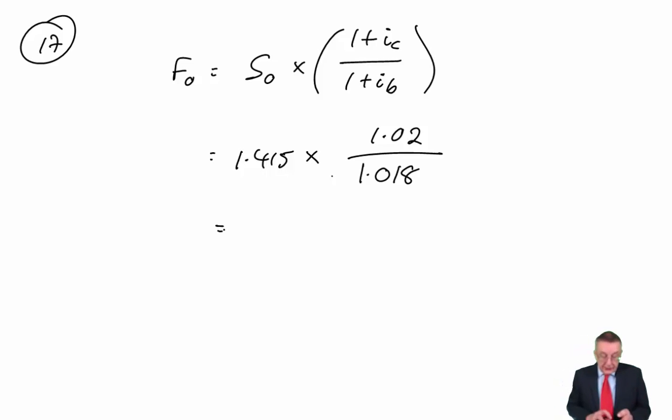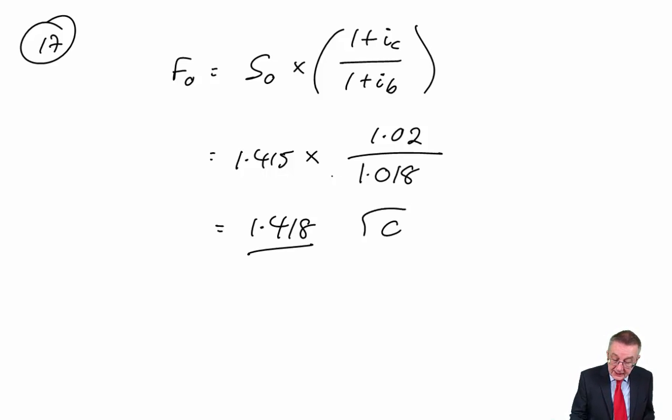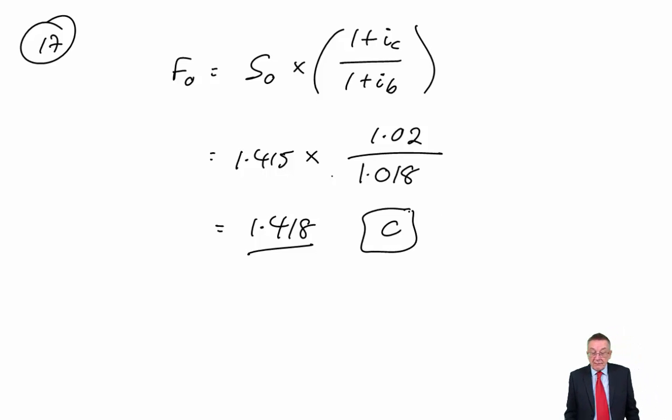So a quick calculation: 1.415 times 1.02 divided by 1.018 is 1.418. Yep, the answer is C. So that's a very, very quick one. Apart from the statements, it was so far the quickest calculation on the paper, provided obviously that you get your interest rates the right way around.